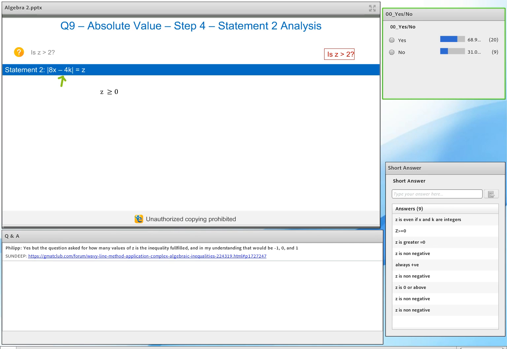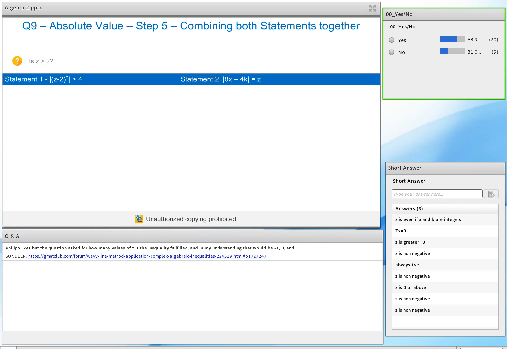And if z is mod of some number, that means that z is greater than or equal to 0, which means that z can be greater than 0 or z can be equal to 0. Again, I do not know if z is greater than 2 or not, which means that statement 2 is not sufficient. Okay. Now I have to combine the two statements.